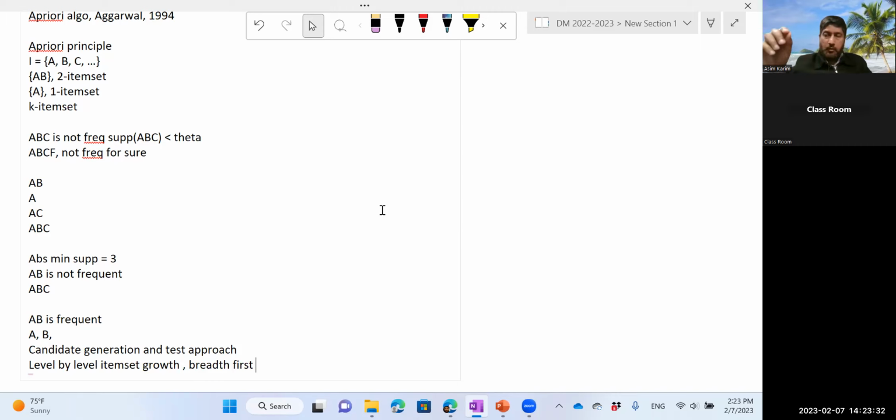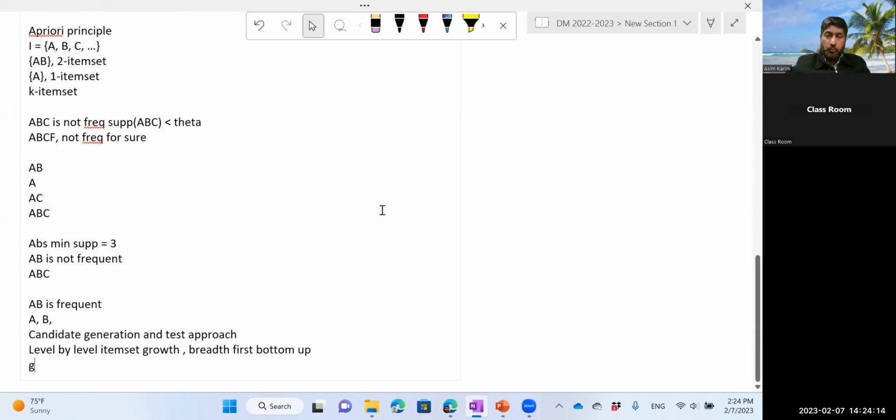Breadth first as well as bottom up. These are algorithm concepts. Bottom up means that you start with single item sets, one item sets, and breadth first means you find all the one item sets. Then you go to the two item sets, AB, AC, AD, and so on, and you build all of those as well, and then go on. So breadth first, bottom up. And level by level: first we do one, then two, then three.